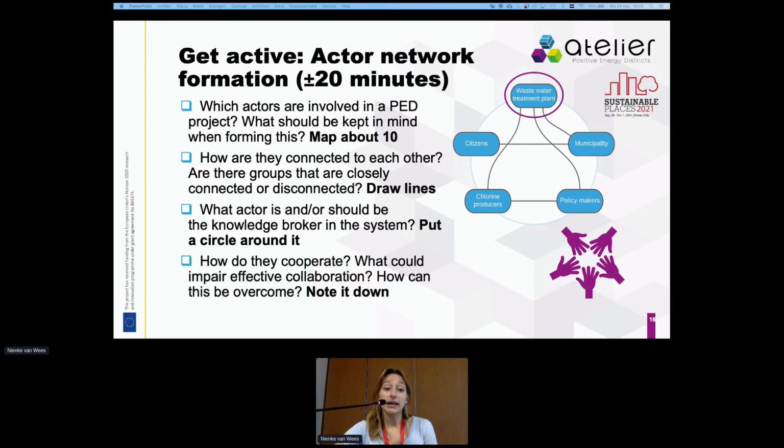And then the last question is, how do they cooperate, and what could impair effective collaboration? How can they disagree on things, how is this solved, and how can it be overcome? That's also something we want you to think about. If that's clear, if there are no questions on this, then let's get to work. Also for the people online, if there are any questions, please put them in the chat. Let's go.